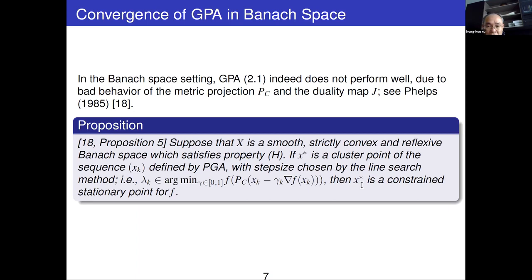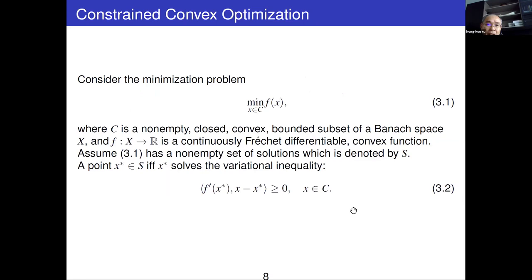But what I'm going to talk about today is FWA, Frank Wolfe. Frank Wolfe works quite well in the case of Banach space. We just simply use the Fréchet derivative. We don't use the duality map. This is a necessary and also sufficient condition in the case where f is convex. For x star to be a solution, x star solves this variational inequality. This is similar to the case of a Hilbert space.